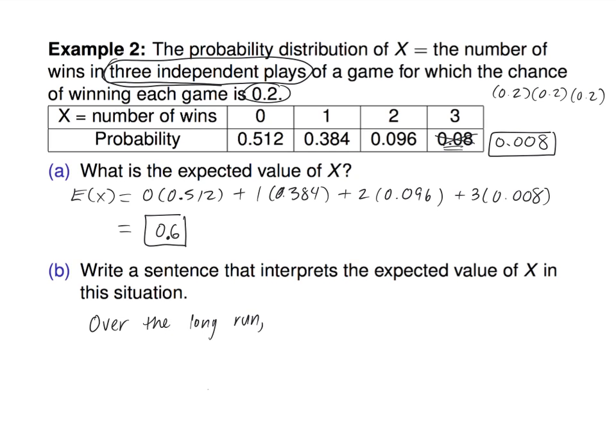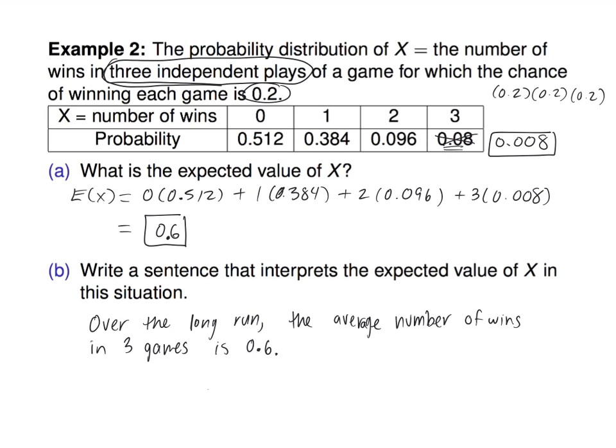So how many times are we playing this game? 3. How many wins do we experience per that 3? 0.6, so less than 1, right? So over the long run, the average number of wins in 3 games is 0.6.